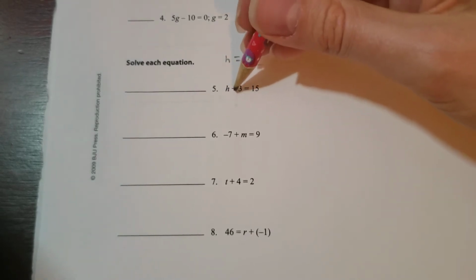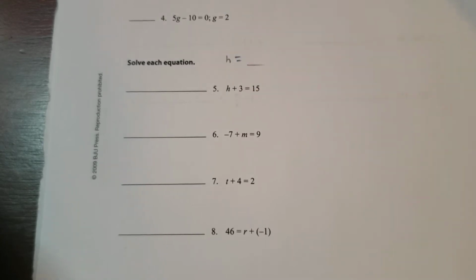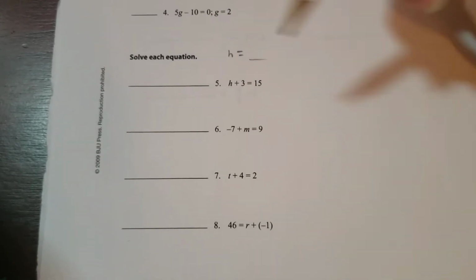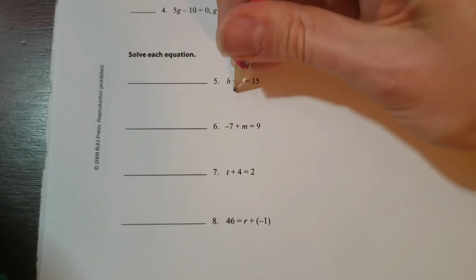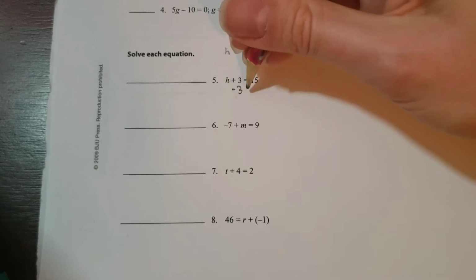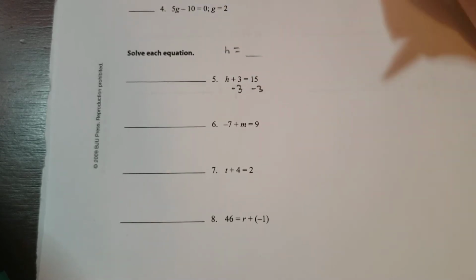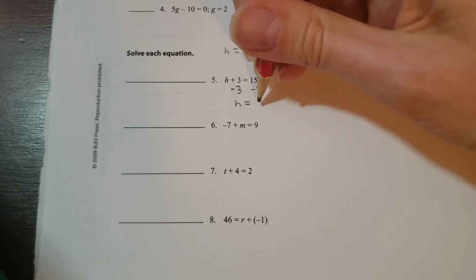Well, right now it's connected to 3. Well, how do I eliminate 3? Well, I do the opposite, the inverse operation. The opposite of addition is subtraction. So I'm going to subtract this value, but what I do to one side of the equation, I have to do to the other. That's going to leave me with h equals 12.